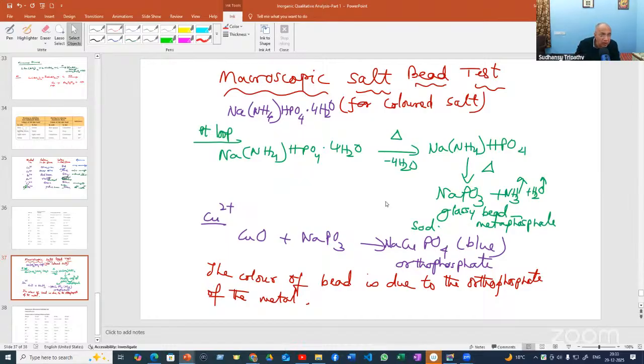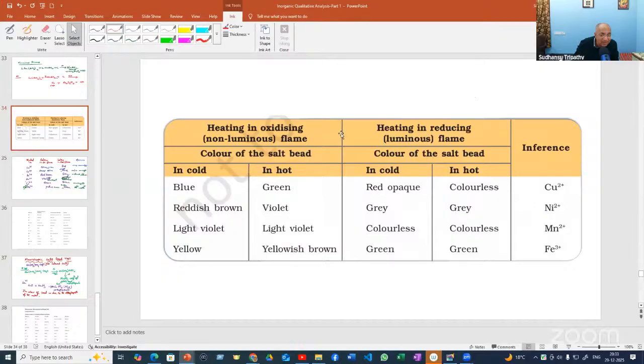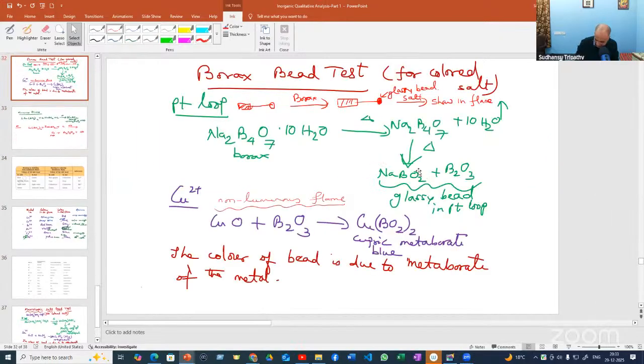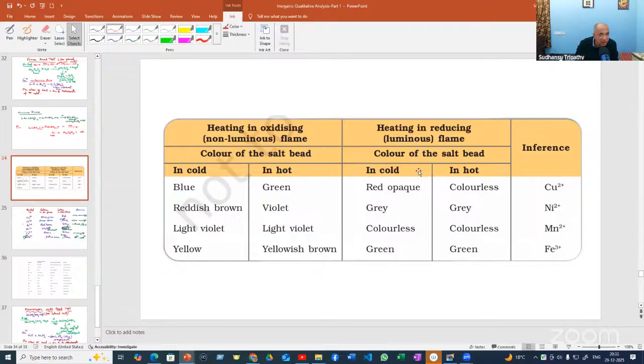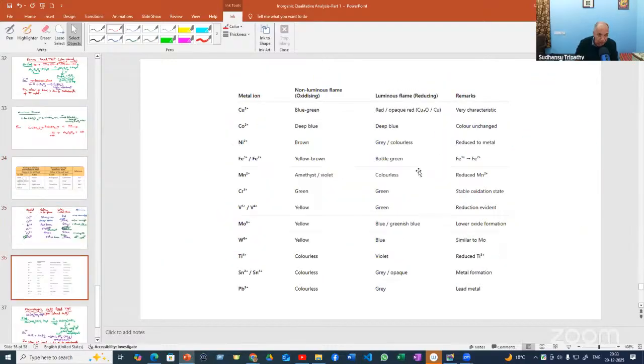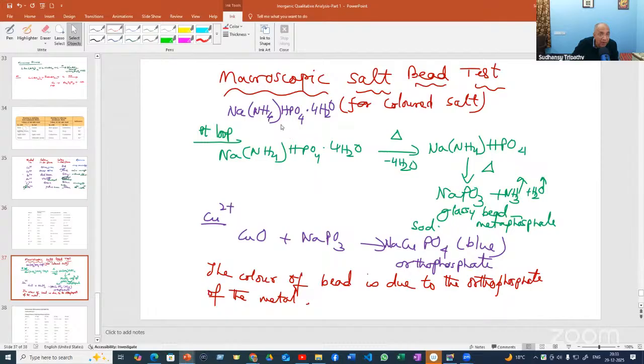Now, another alternative to this borax bead test, not in your book, but it is done. It is an alternative to borax. Supposing borax is not available, you can use microcosmic salt, not macro. Microcosmic salt, the name is a misnomer. Microcosmic salt is nothing but sodium ammonium hydrogen phosphate tetrahydrate. This is also meant for detecting colors of salt, metal ions. So the same thing you will do.